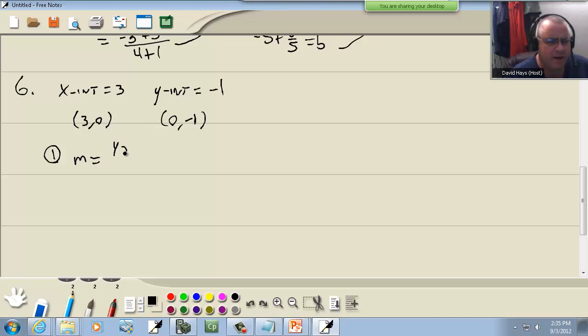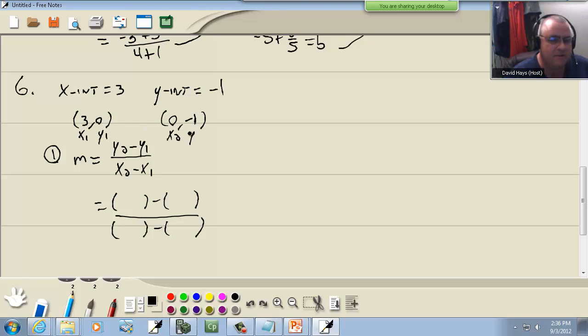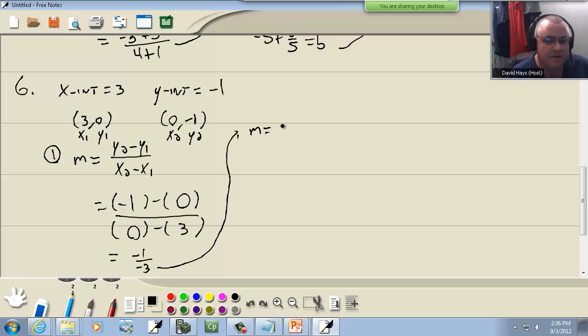Well, it's y2 minus y1 over x2 minus x1. Let me label them. This is x1, this is y1, this is x2, this is y2. So y2 is -1, y1 is 0, x2 is 0, x1 is 3. So that gives us -1 over -3, which would give us positive 1/3.